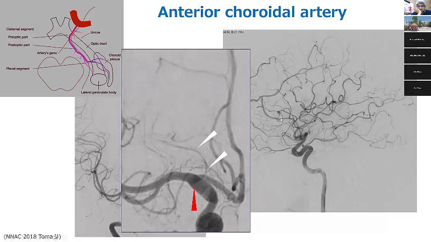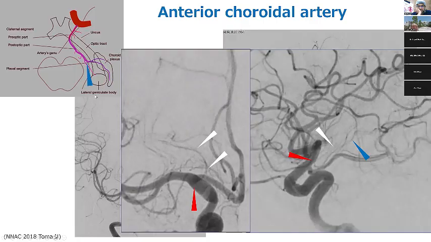Then I'd like to talk about the plexal point. It's one of the most important anatomical landmarks, because before the plexal point the anterior choroidal artery supplies vital structures such as the optic tract and pyramidal tract. Here is the plexal point. Beyond the plexal point, it supplies only the choroid plexus, so that cannot be a cause of severe symptoms beyond this point. You can also find the plexal point in the lateral angiography, and here, this is the plexal point.